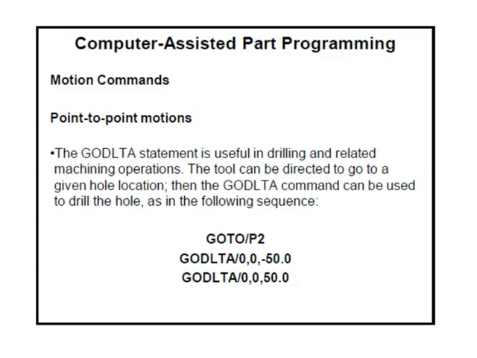Similarly, for writing a point-to-point motion, this can be GO TO point P2. Then GO TO DLTA with an incremental move of 0 comma 0 comma minus 50 in the z-axis. So it can also be written in this particular pattern.